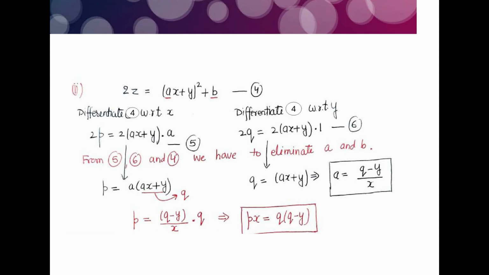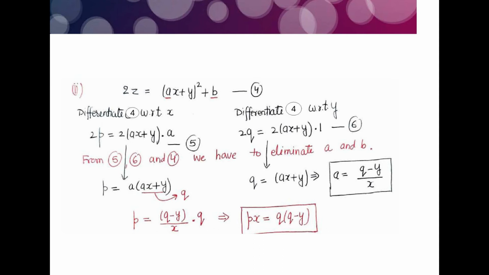Equation number 5, we have p equal to a times ax plus y. And from equation number 6, we have q equal to ax plus y. So in equation number 5 and 6, we just have a. There is no b. So b is already eliminated. So we use equation number 5 and 6 and just eliminate a from this one.